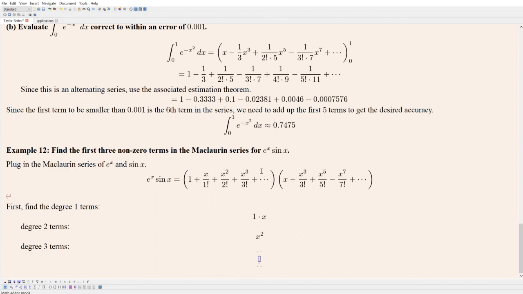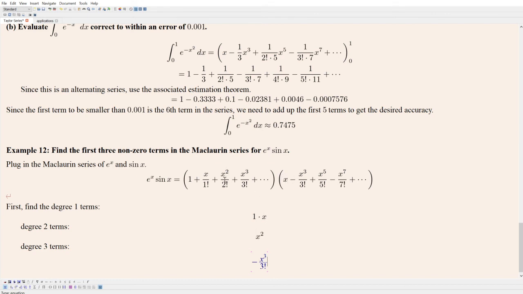Degree 3 terms. So 1 times x, already have that. 1 times x cubed, that's a degree 3 term. What about any other degree 3 terms? So 1 times x to the 5th, that's too big. 1 times x to the 7th, that's too big. X times x to get x squared, already have that. X times x cubed to get x to the 4th, that's too big. X times x to the 5th, that's too big, and so on. X squared times x. Aha, that's a degree 3 term.